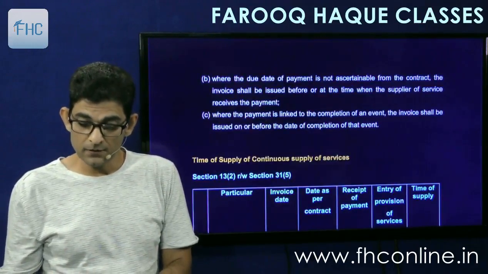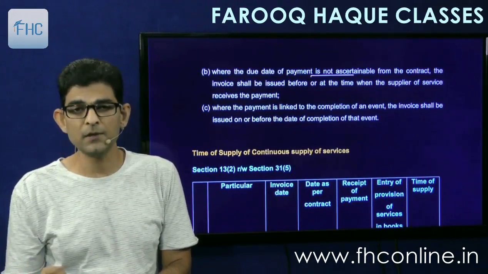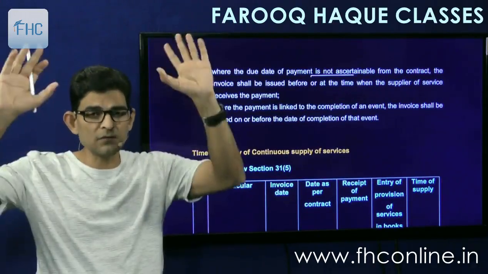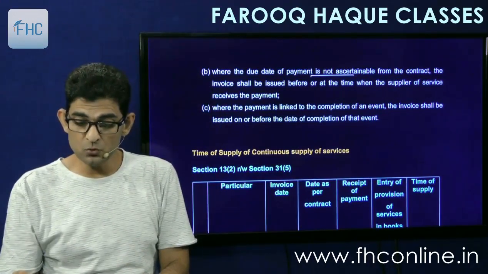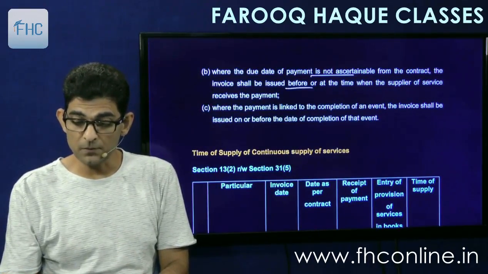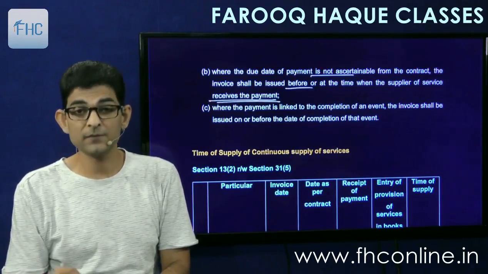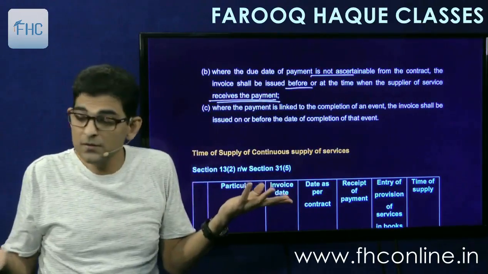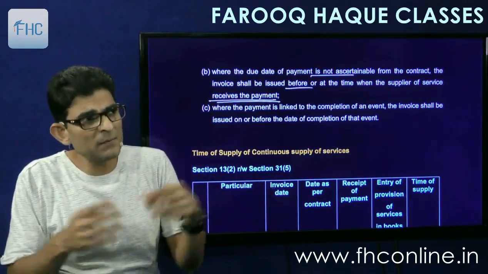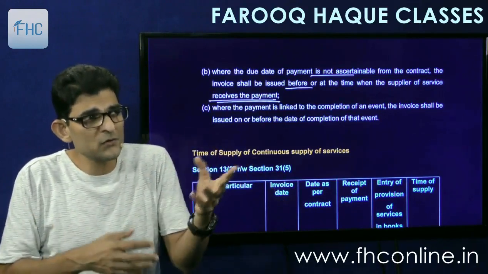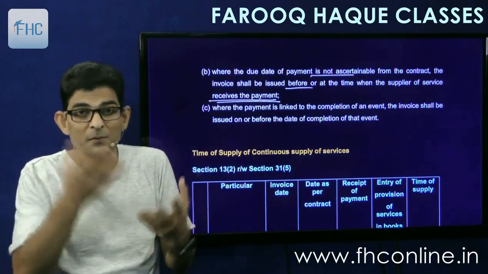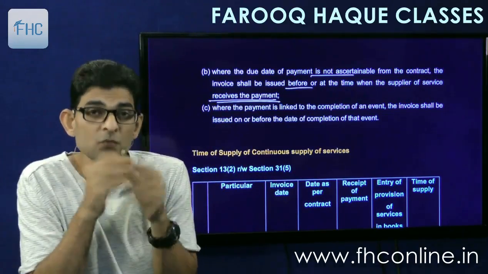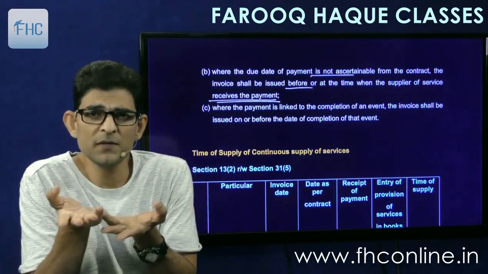Second point, that where the due date of payment is not ascertainable, means it is in the contract, it is not mentioned that you have to make payment on 7th of every month. No, it is not given. The invoice shall be issued before or at the time when the supplier receives the payment. So due dates are not fixed, but then I can make payment to you. If the due date is not fixed, so every month I will make payment to you sometime. Either I bring on 1st or I'll bring on 3rd or maybe 7th or maybe 10th or maybe 14th. It's as per my choice, because due date is not mentioned in the contract. So whenever I come with money, you have to give invoice to me. Simple.